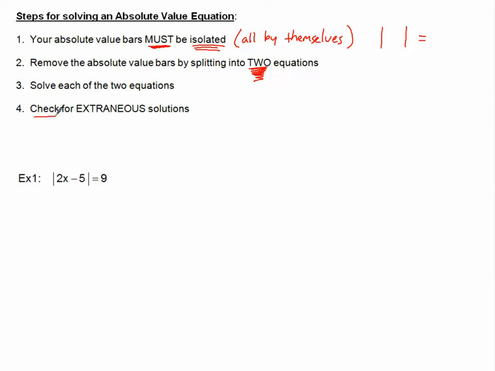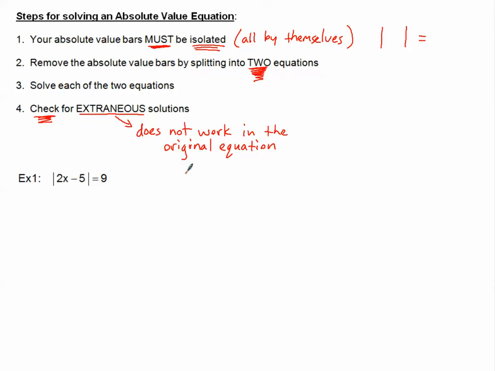And then number 4, we have to check for what are called extraneous solutions. And this is our vocabulary word. Extraneous means does not work. I'll say does not work in the original equation. An extraneous solution is a solution that looks like it might work, but it actually does not check. It's an extra answer that does not work, and we have to make sure that we cross that out. So it does not work in the original equation.